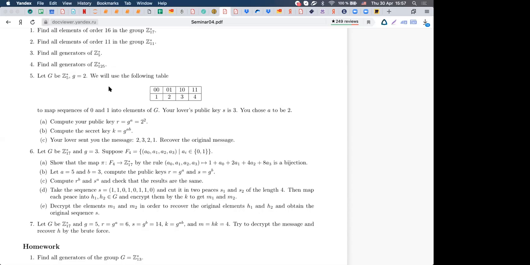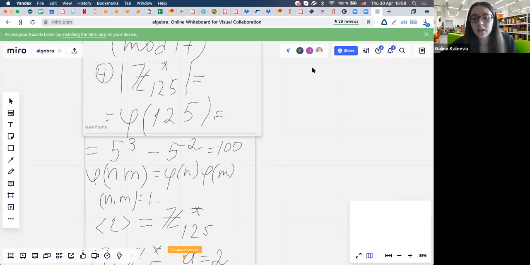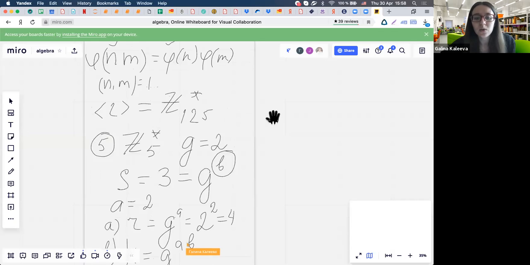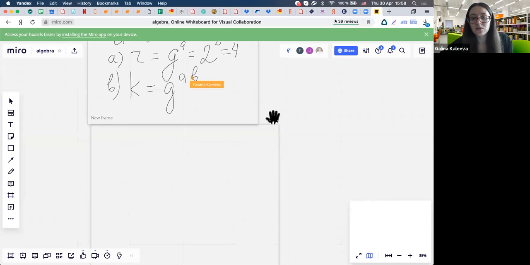Then let's compute the secret key K, which is G to the power AB. How can we compute this key, knowing only A and G to the bth power?